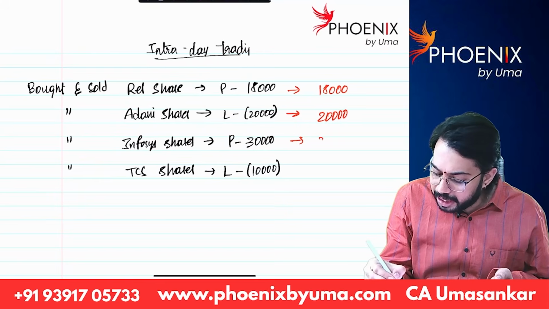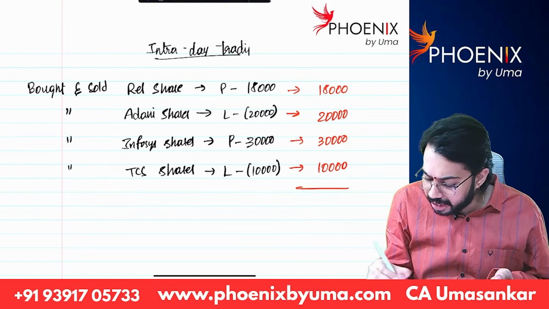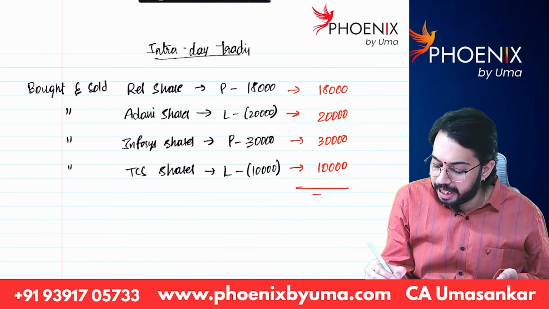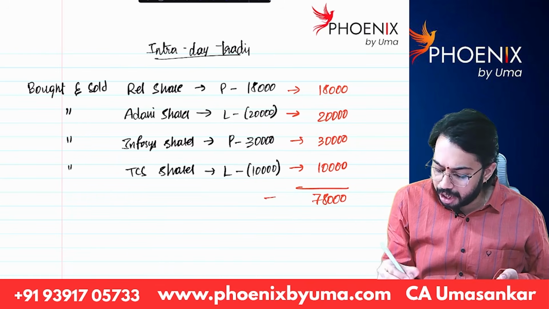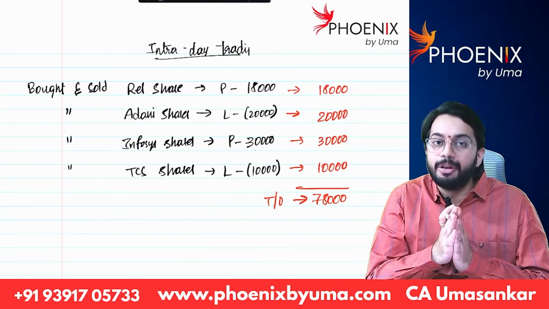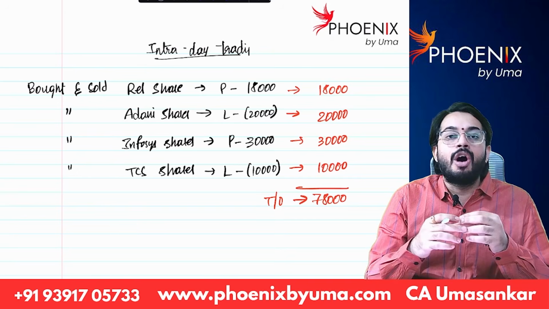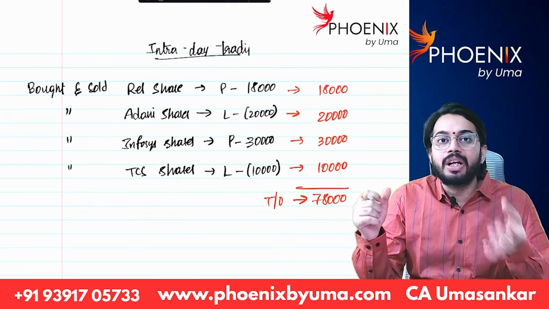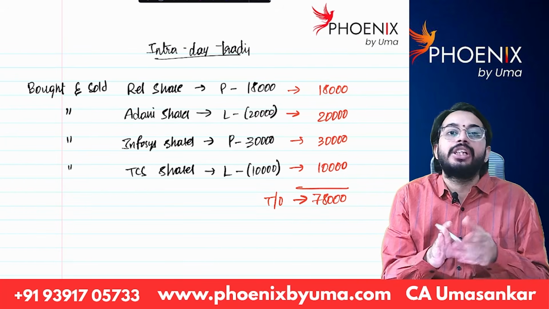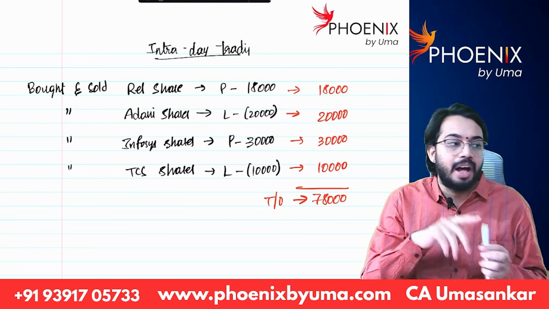So 20,000, 30,000, 10,000. So my today's turnover is 10 plus 30, 40 plus 20, 60 plus 18, 78,000 is turnover. Are you able to understand? So whenever you are doing speculative business, for each transaction, whatever profit amount is there, whatever loss amount is there, you have to add all profits and all losses. You have to take absolute figure while calculating the turnover. Are you able to understand?